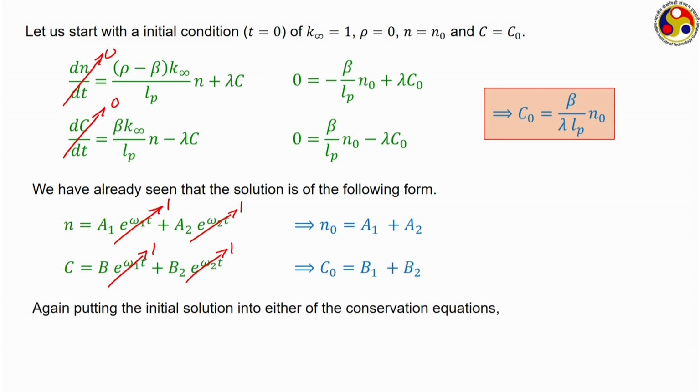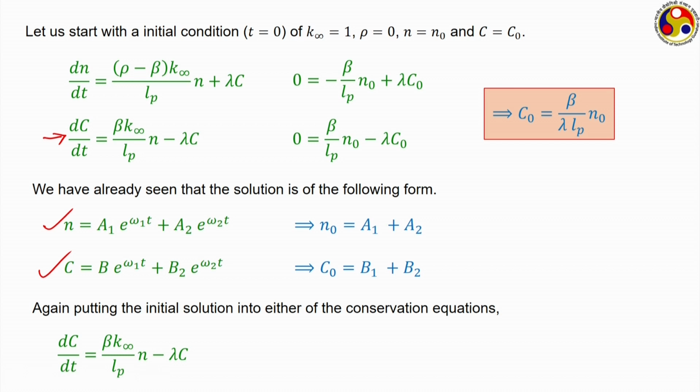And again, these are the two conservation equations that we already had. The first one is the conservation of neutron density, and second one is the conservation of delayed neutron precursors concentration. There, let us pick up the second equation, and there we put these two forms of n and C. This is not t equal to 0 I am talking about, this is the general expression where we are putting n and C.